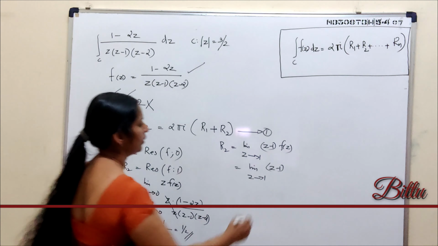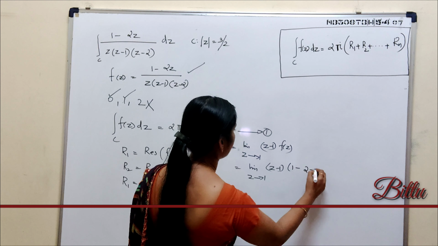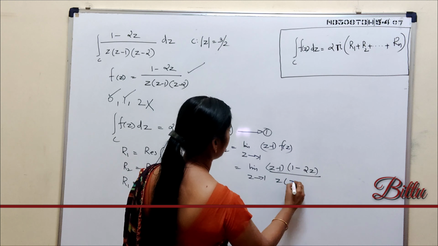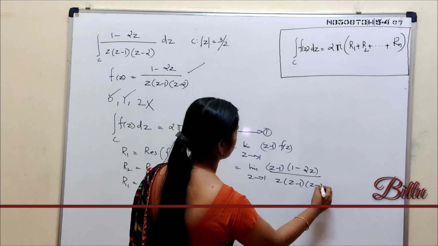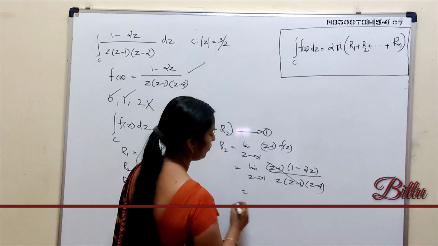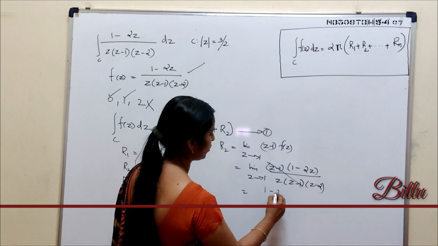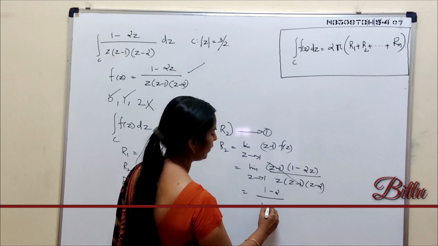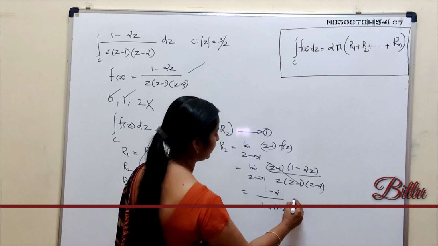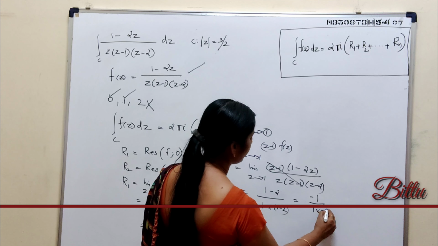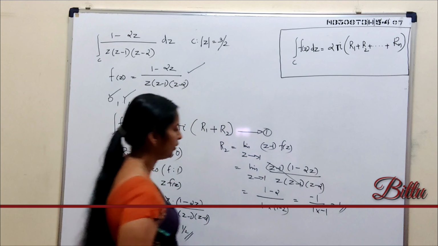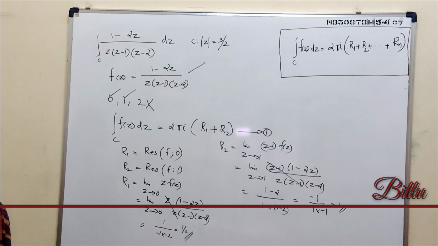f(z) is (1 minus 2z) by z into (z minus 1) into (z minus 2). You put z equal to 1, that is (1 minus 2) by 1 into (1 minus 2). That is minus 1 by 1 into minus 1. It is 1. So we have R1 and R2.